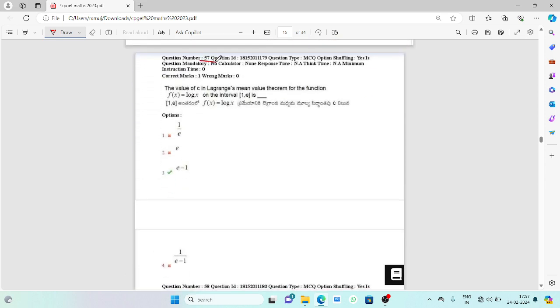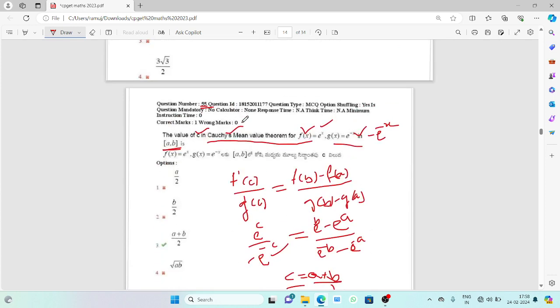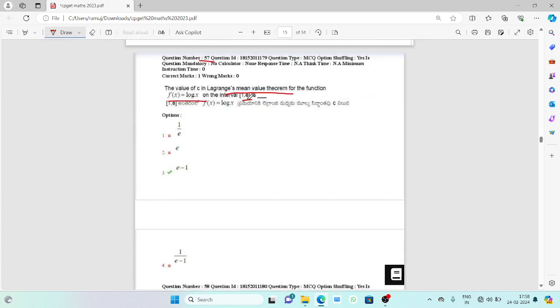And the 57th one is: the value of c in Lagrange's mean value theorem for the function f(x) equal to log x on the interval 1 comma e. Similarly, earlier he asked about the Cauchy mean value theorem; here he is asking about Lagrange's mean value theorem. Remembering that statement, I will write it: f dash of c is equal to f of b minus f of a divided by b minus a.